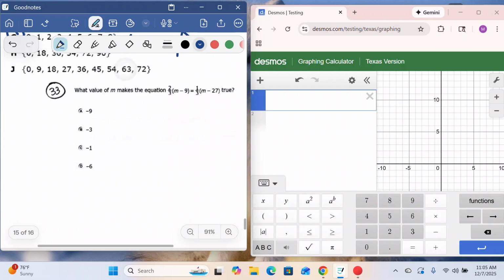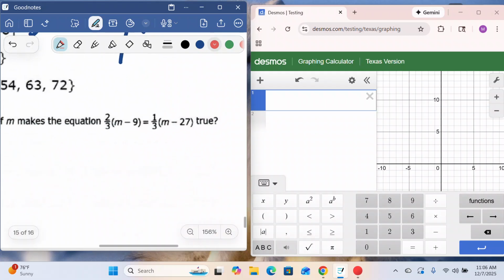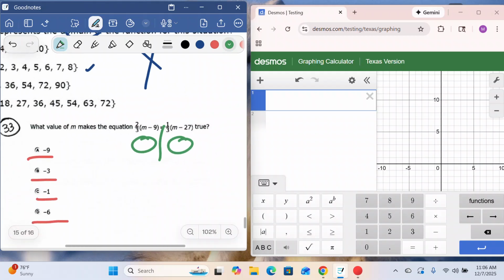If we look at the next one, which one makes the equation true? What we would be doing on this is we would check every single one of these, and whichever one is equal to each other is going to be the correct one. So what I would do on this one is draw my railroad track. So I'm going to try to see if this is equal to this. If they are both equal, then it is a true statement.